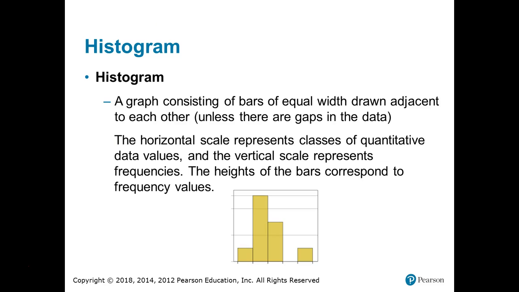Finally, a histogram, which is the most important of all of these. A histogram is a graph consisting of bars of equal width drawn adjacent to each other, unless there are gaps. The horizontal scale represents classes of quantitative data values, and the vertical scale represents frequency.